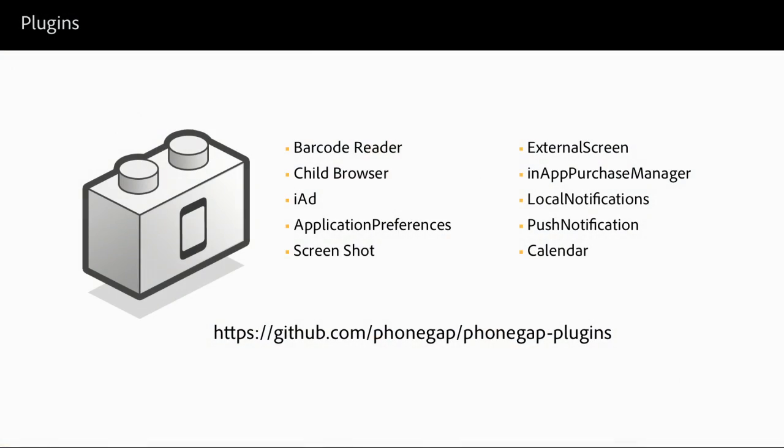Now, PhoneGap is also extensible through plugins. So if you're using a newer API or an API that's unique to one platform or some kind of native code that you wrote yourself for one platform, in short, if you're trying to access an API that we don't provide an abstraction for, then plugins are the way to go. And on this slide, you see a bunch of examples, like, for instance, local notification, push notification, barcode reader would be a good example of that.